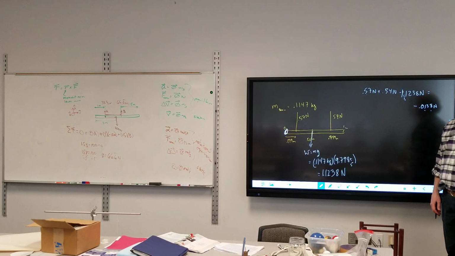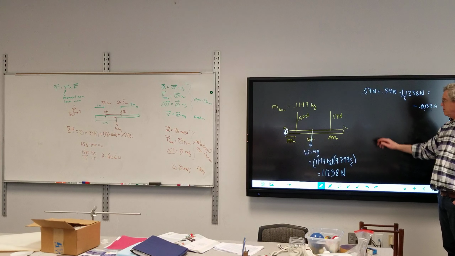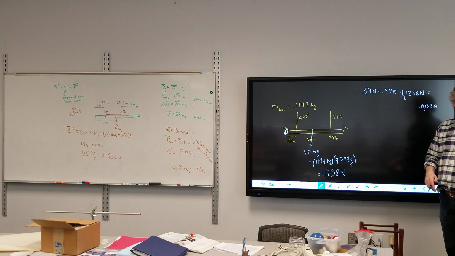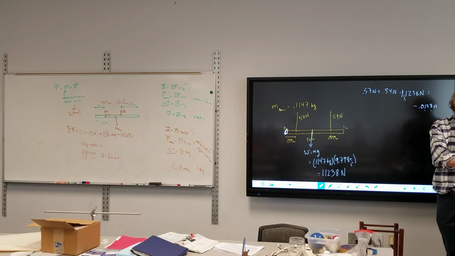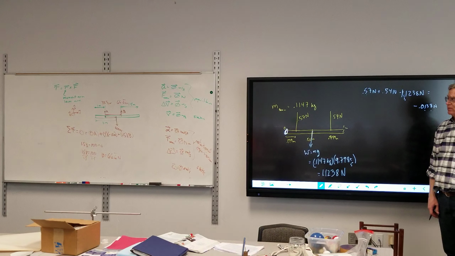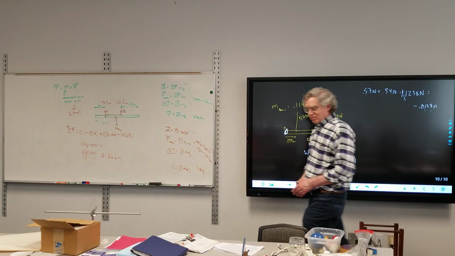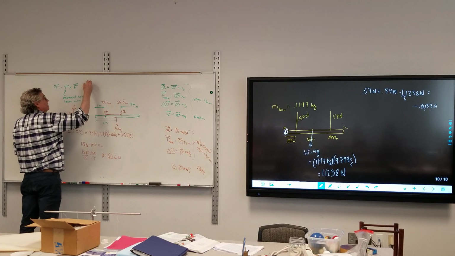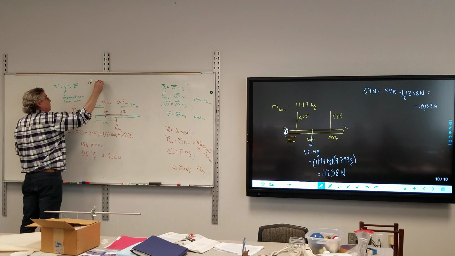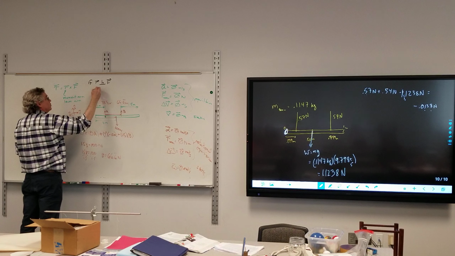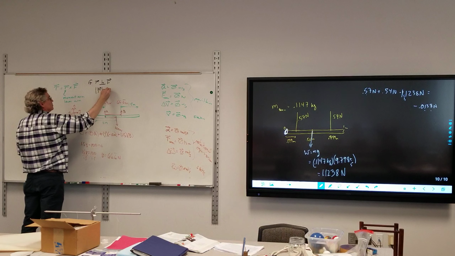Next up, let's look at the torques. I'm going to choose the left end as the axis, so I'm going to add up my torques. Now, all of my moment arms are running horizontally. My forces are running vertically. They are perpendicular to each other. If R is perpendicular to the force, then the magnitude of the torque is just RF.